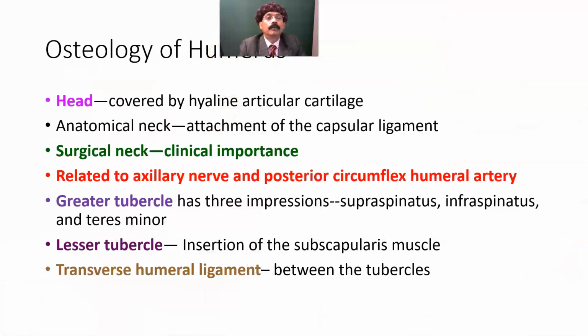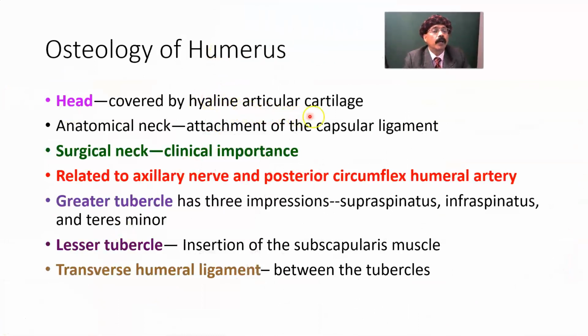So we have gone through that part. Head covered by hyaline articular cartilage, we just discussed. Anatomical neck is the attachment of the capsular ligament, but the capsular ligament goes a little bit down from the exact neck, nearly a few centimeters. Surgical neck has some clinical importance because it is related to the axillary nerve. Axillary nerve is coming from the brachial plexus, from the posterior cord. Also this surgical neck is related to the posterior circumflex humeral artery, a branch of the third part of the axillary artery.